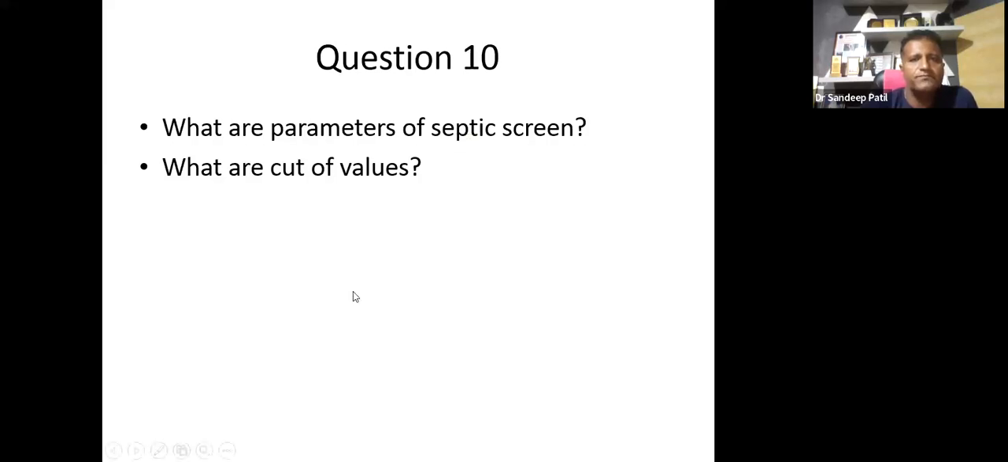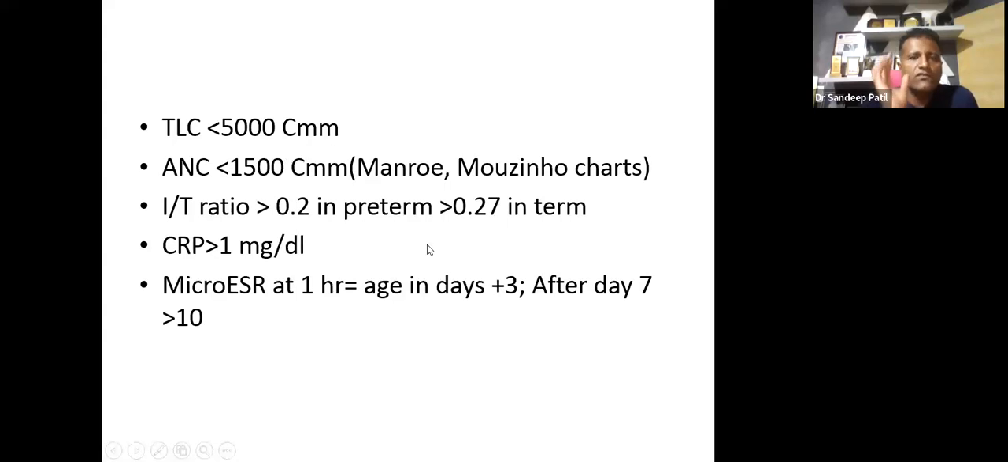I will tell you. So TLC count less than 5,000 per cubic millimeter. Absolute neutrophil count, you can follow Monroe's or Mouzinho's chart. If it is less than 1,500, or age-specific nomograms are also available, you can find that. Immature to total neutrophils, if it is more than 0.2 in preterm and more than 0.27 in term. CRP, a few labs mention more than 6 milligram per deciliter, but we follow more than 10 milligram per deciliter.